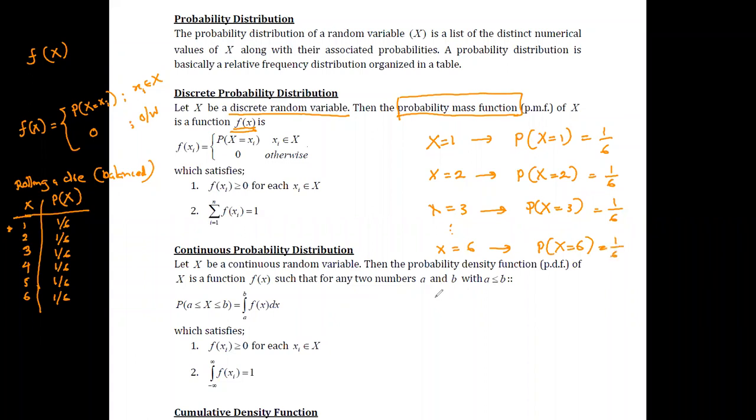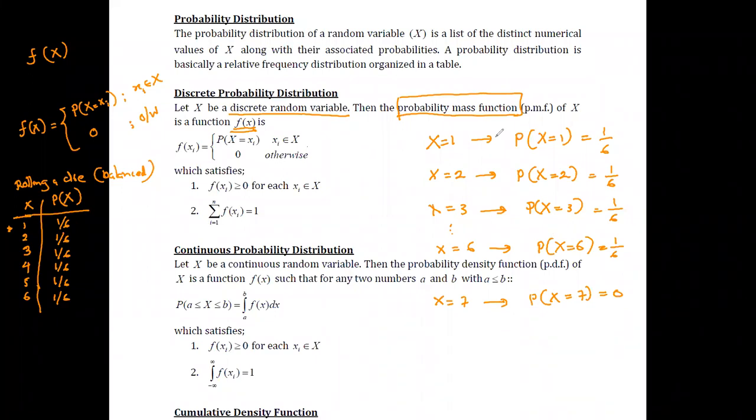Now consider x equals 7. If you are considering the equation x equals 7, since you cannot see any 7 on the die, the probability of getting x equals 7 is definitely equal to 0. It is because there is no number named 7 on the die. That is why we are getting this as 0.